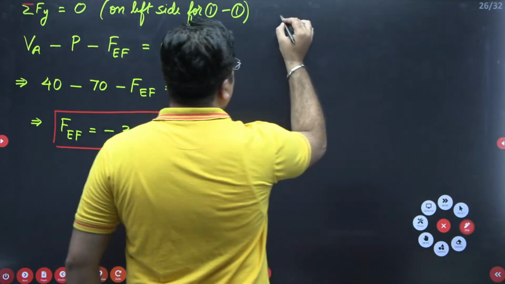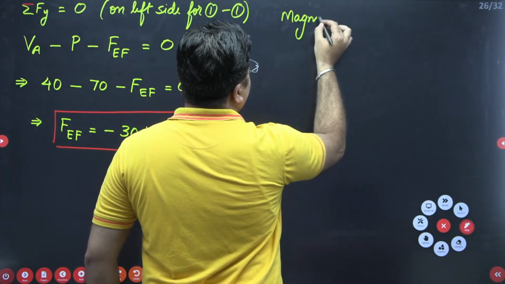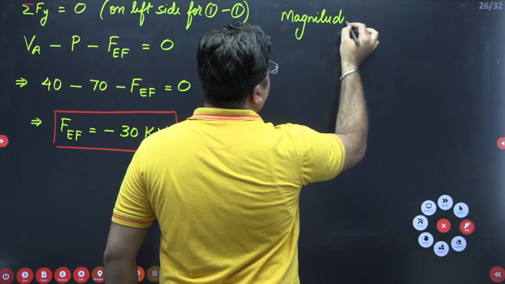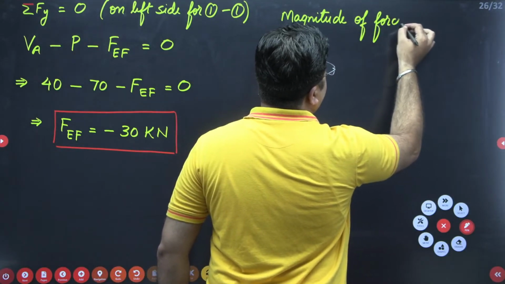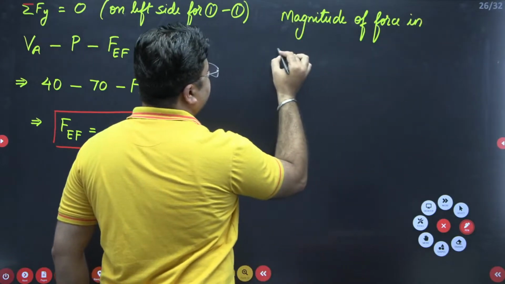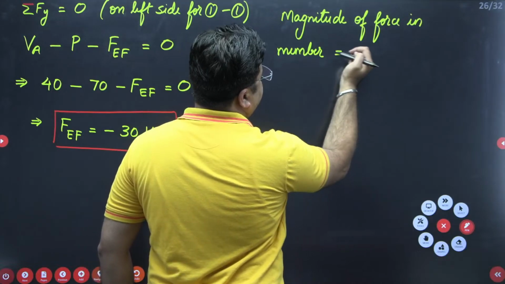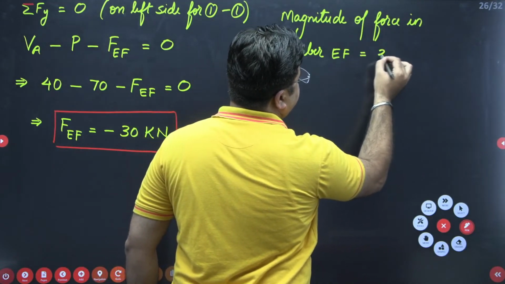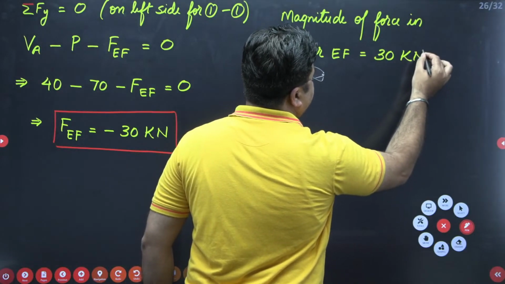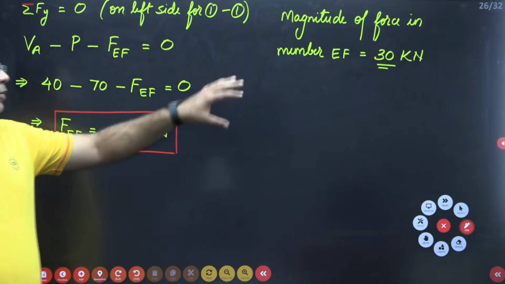So magnitude of force in member EF is 30 kilonewton. So 30 is my final answer, right? This 30 is my final answer.